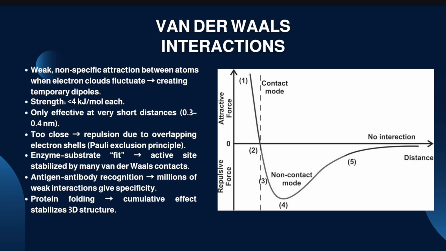They just depend upon the electron cloud distribution. Their strength is almost 4 kilojoules per mole or less. They are only effective at a very short distance. You can see here 0.3 to 0.4 nanometer is the distance at which they are effective. When you bring these molecules too close, a repulsive effect will happen due to the overlapping of the electron shells. That is explained by the Pauli exclusion principle.